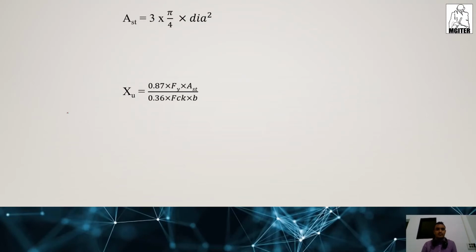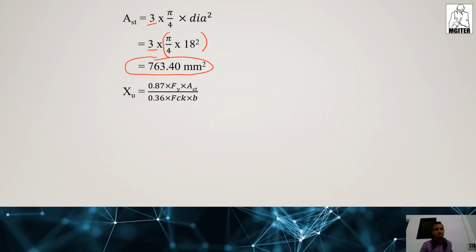First of all, we have to find out the area of steel in the tension zone. Ast means area of steel in the tension zone: A means area, S means steel, and T means tension zone. There are three bars with diameter 80 mm. One bar's area multiplied by 3 gives the area of steel which we provided, 763.40 mm square.